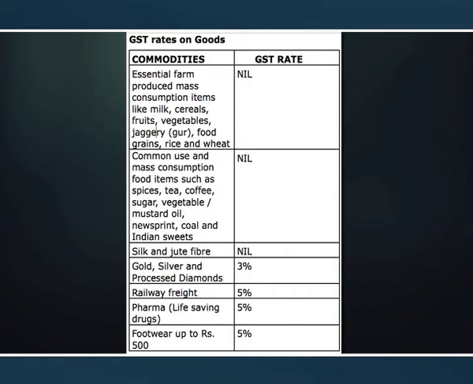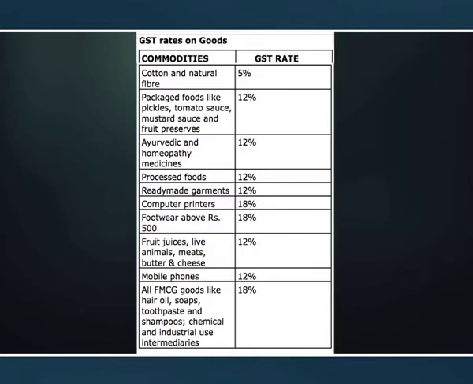Gold, silver and processed diamonds, 3%. Railway freight, 5%. Pharma, life-saving drugs, 5%. Footwear up to Rs 500, 5%. Cotton and natural fiber, 5%. Packaged foods like pickles, tomato sauce, mustard sauce and fruit preserves, 12%. Ayurvedic and homeopathy medicines, 12%. Processed foods, 12%. Ready-made garments, 12%.